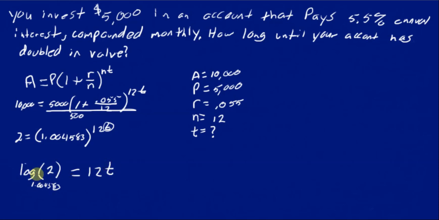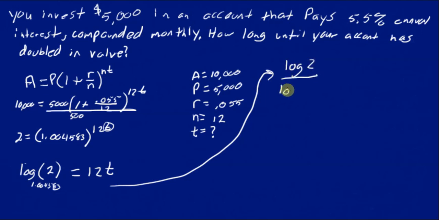Well, again, my calculator can't handle this log with this crazy base. So I'm going to use the change of base formula. I'm going to use a base of 10, so I'm dealing with a common log of 2 divided by the common log, base 10, of 1.004583. And that's supposed to equal 12t.